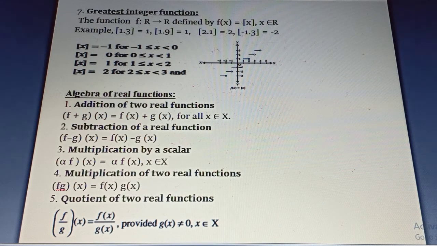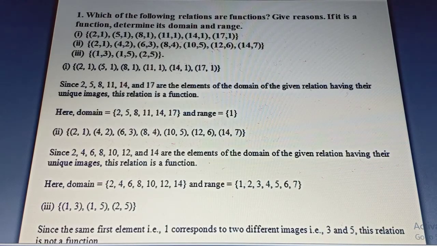For small x belonging to capital X, for any particular value of x which lies in capital X. So students, I hope all of you understood the concept of function, the types, and how to find the number of functions from a particular Cartesian product of two sets. So students, here I am discussing some questions.